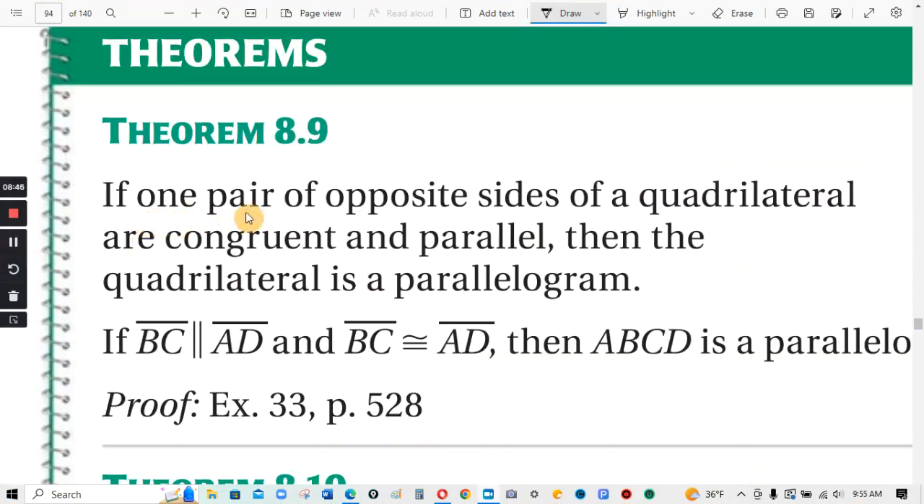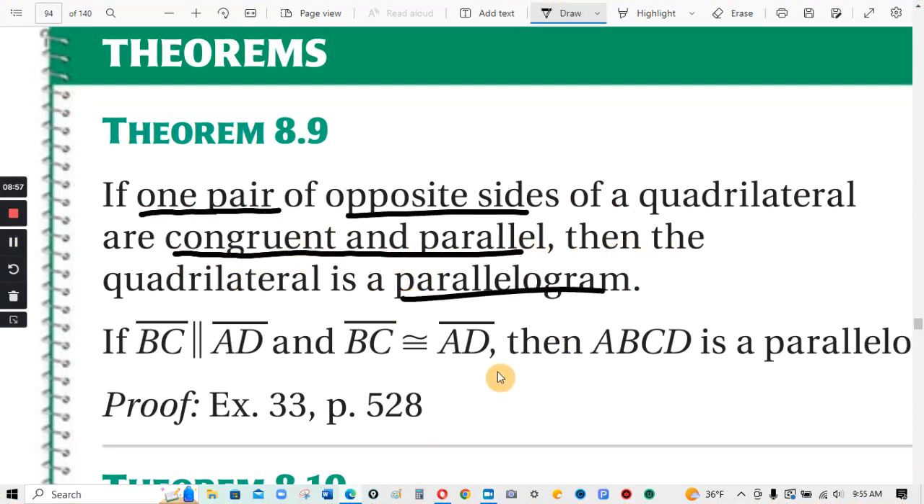Okay, if one pair of opposite sides of a quadrilateral are congruent and parallel, then the quadrilateral is a parallelogram. So in this case, you only need one pair of opposite sides, but they have to be both congruent and parallel.